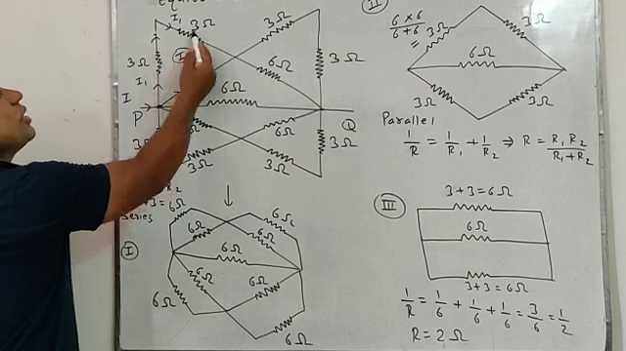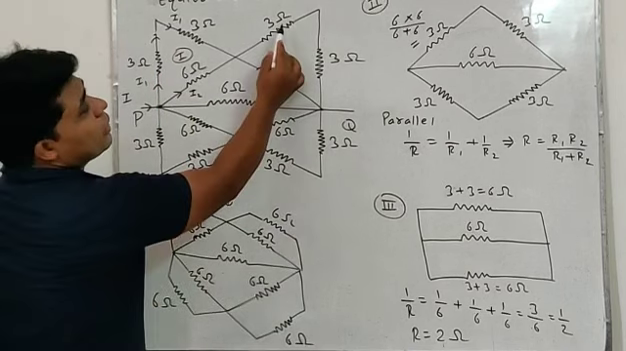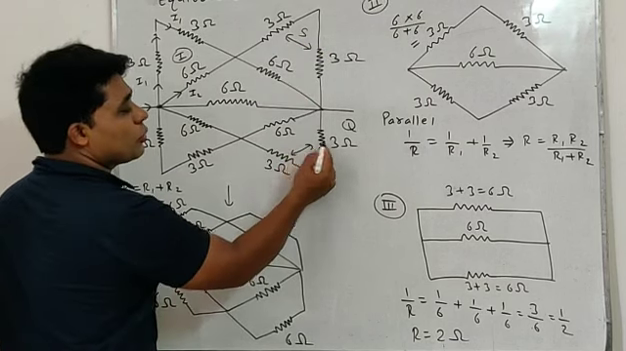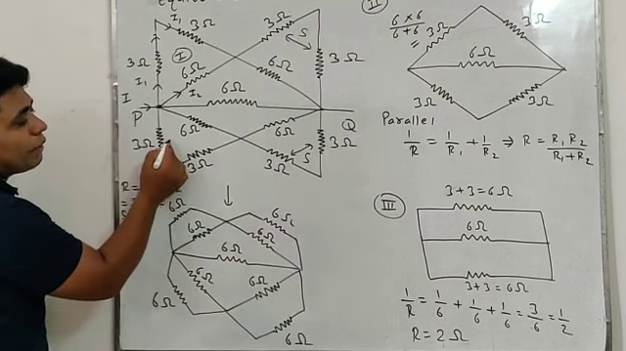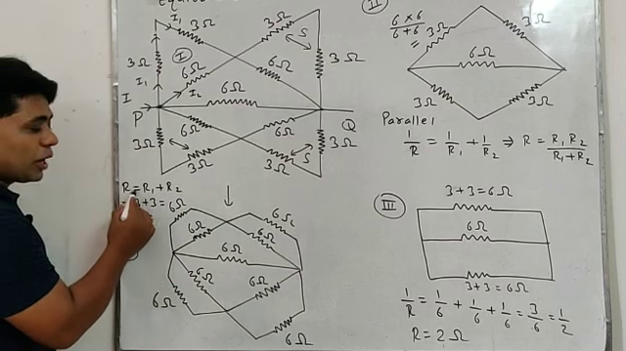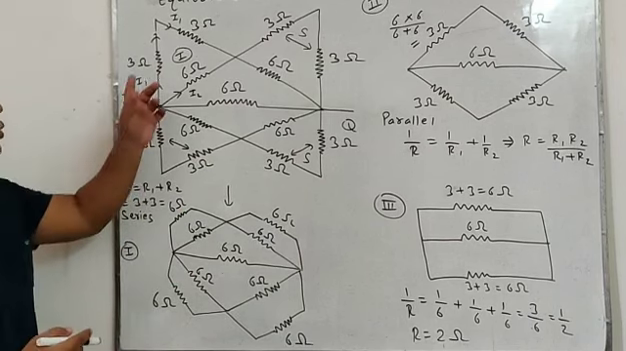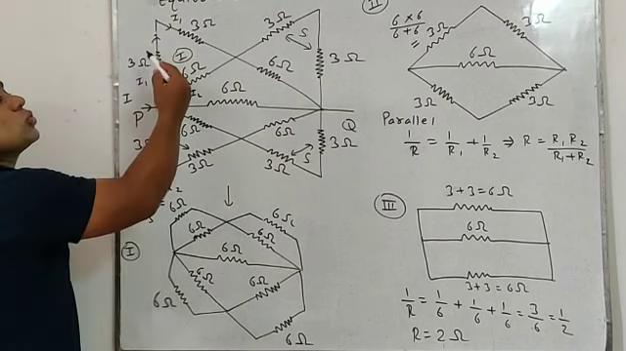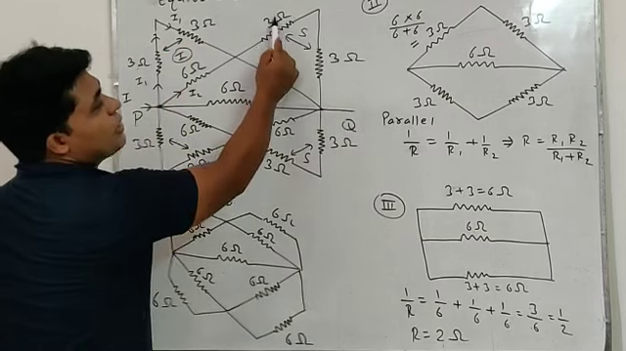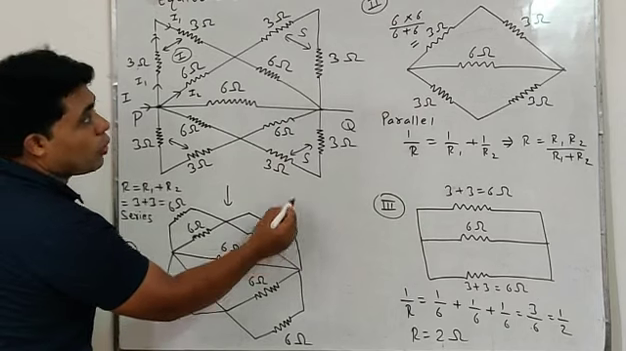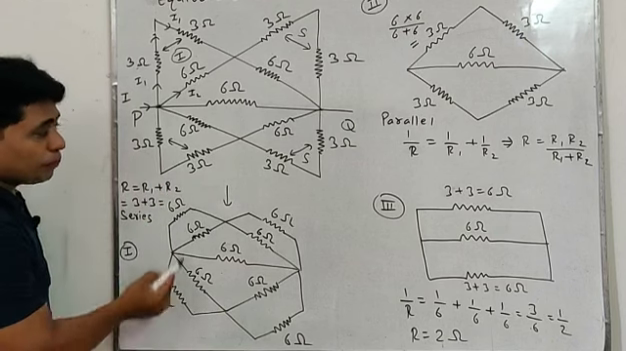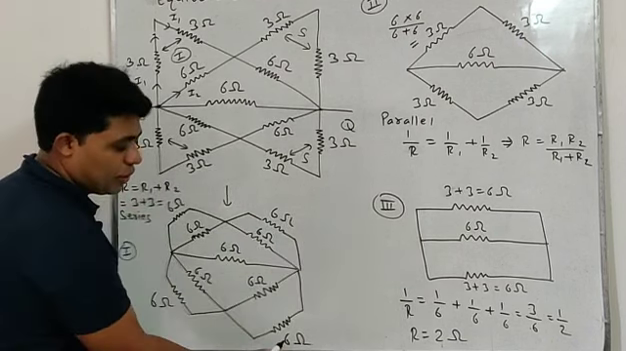So these 3 and 3 are in series. Similarly, these 3 ohm and 3 ohm should also be in series, these 3 ohm and 3 ohm should also be in series, and finally these two will also be in series. We know the formula of series combination, R equals R1 plus R2. So 3 plus 3 becomes 6. These two become 6 ohm, similarly these two, 3 plus 3 become 6 ohm because they are in series, and these last two also become 6 ohm.